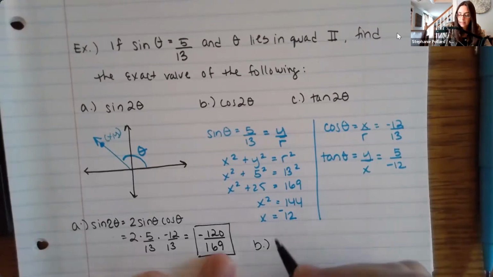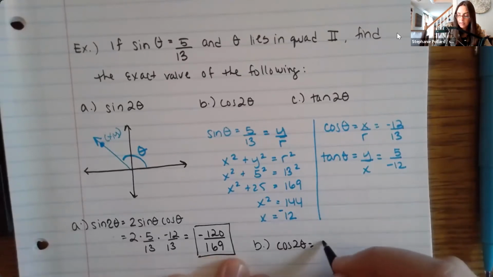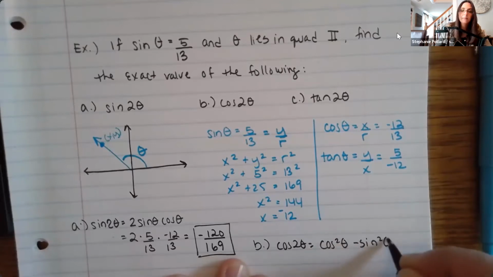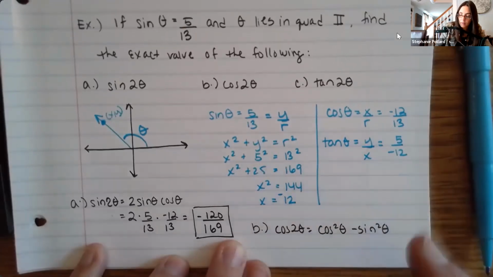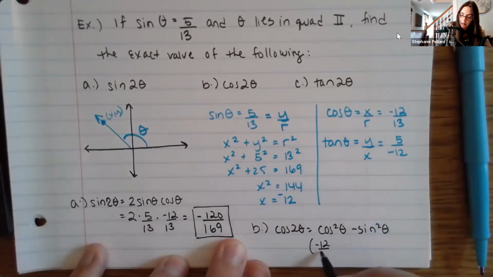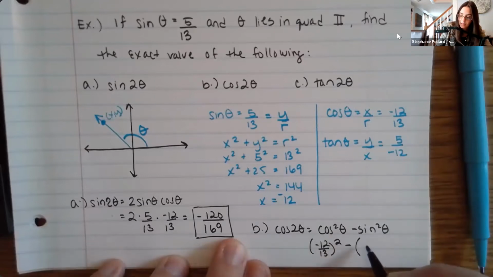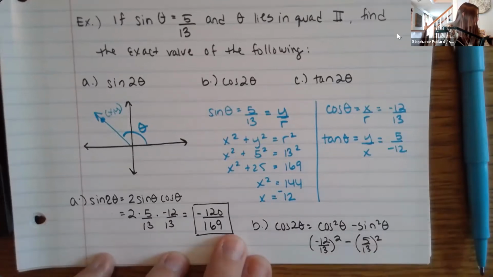All right, so next let's do cosine of 2 theta. Our formula here is cosine squared theta minus sine squared theta. Our cosine value we said was negative 12 over 13, and that's going to be squared. And then our sine value was 5 over 13, and that is also going to be squared.